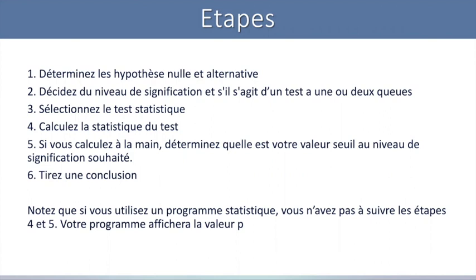And interpret your results. Note that if you use a statistical program, you can skip steps 4 and 5, and instead of comparing your calculated value to a threshold value that corresponds to the level of significance, that critical value that you have chosen, your program will calculate a p-value for you that you can compare directly to your critical value alpha. Again, this is usually 0.05.